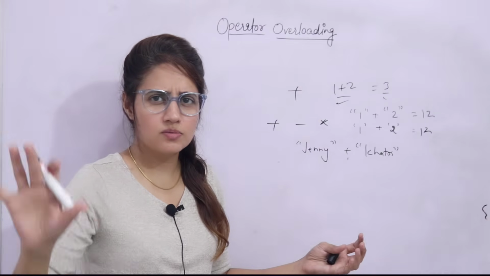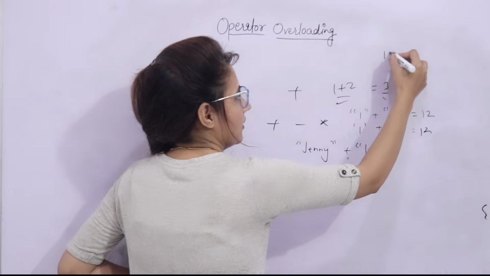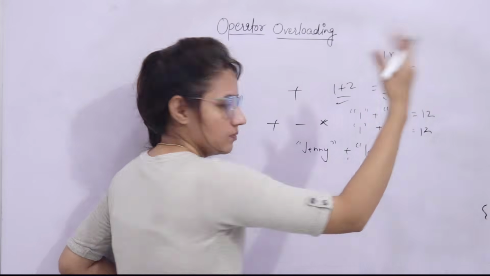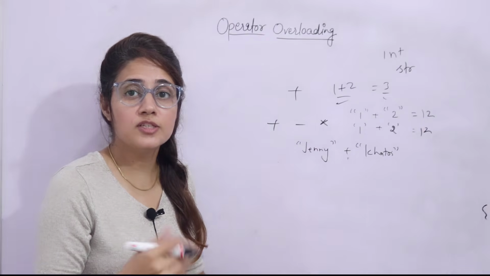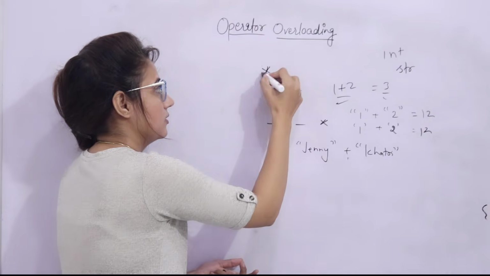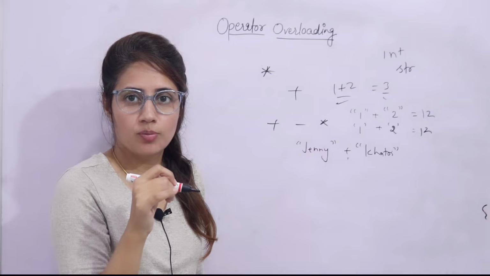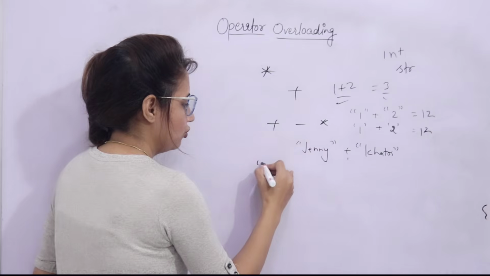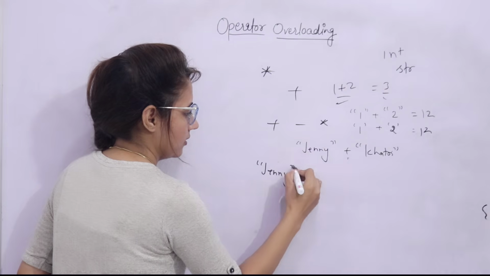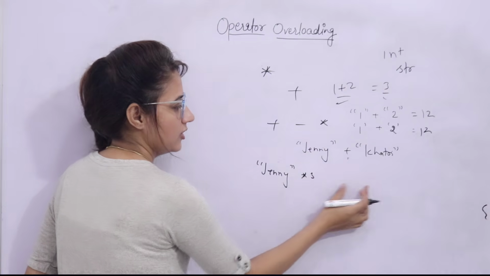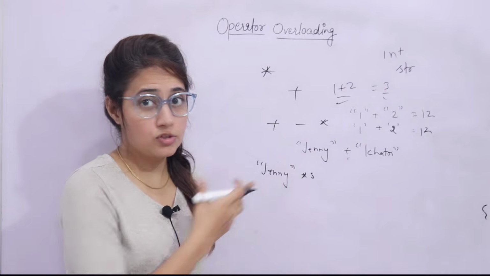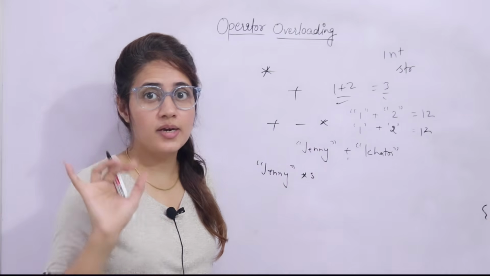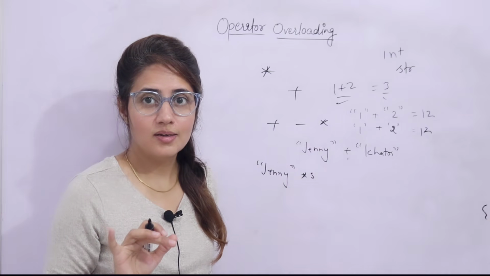See, in Python everything is an object. So int is a class, and str is also a class. So this plus is overloaded. Same with the multiplication operator. 1 into 2 is going to multiply. But if you use it with a string, like string into 3, then it will print Jenny 3 times. The star is also overloaded by the int class as well as by the str class, right?